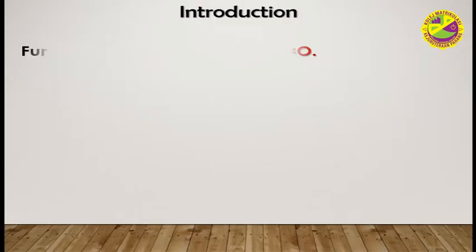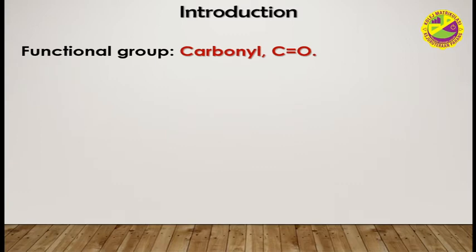Introduction. The functional group for carbonyl compounds is carbon double bond to oxygen. The general formula is CnH2nO. For example, if we have 4 carbon, then the number of hydrogen will be twice, which is 8.